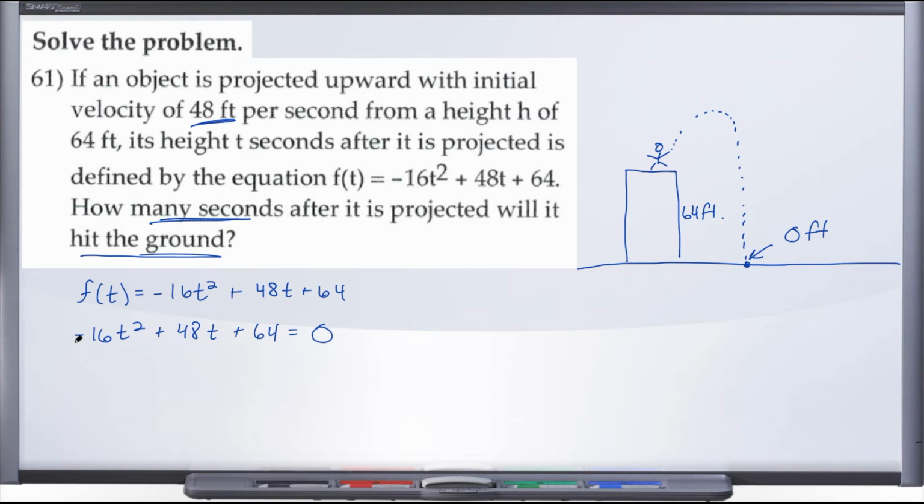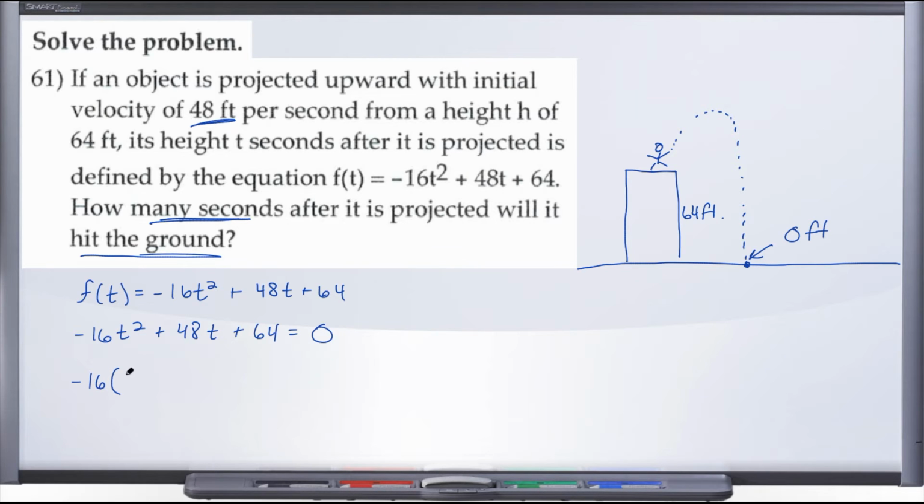Let's go ahead and ask ourselves those 3 questions. Number 1, is there a GCF? And it looks like in this case there is. Not only can we factor out a 16 from each of these, but let's go ahead and factor out a negative 16, because you'll recall that we can't factor when the leading term, that squared term, is negative. So if we just took out a 16, we'd be left with negative t squared plus 3t plus 4, right? So let's go ahead and factor out a negative 16.